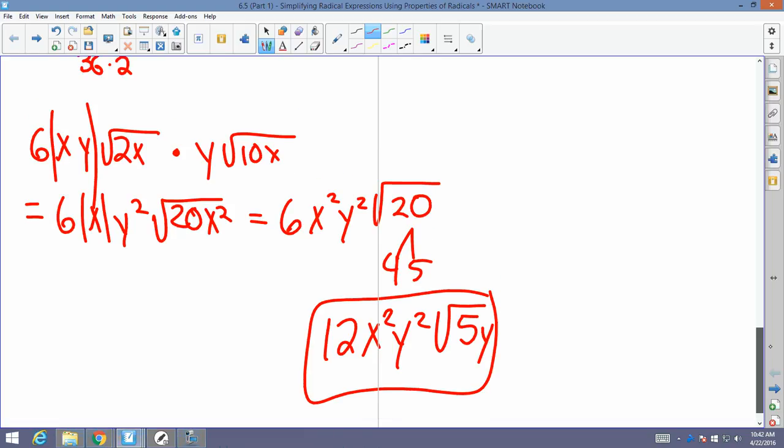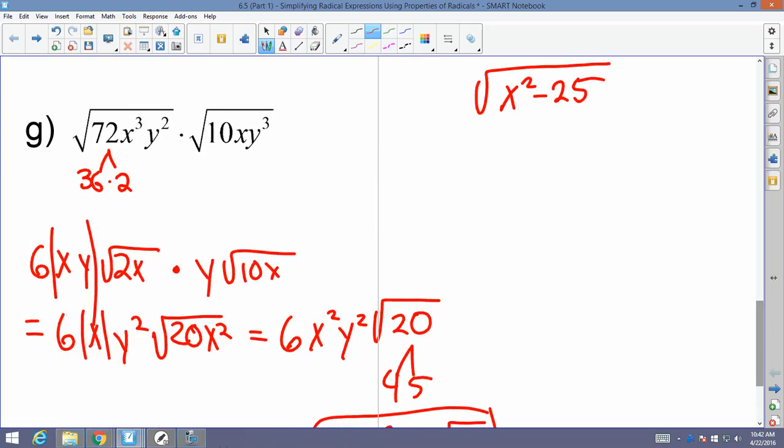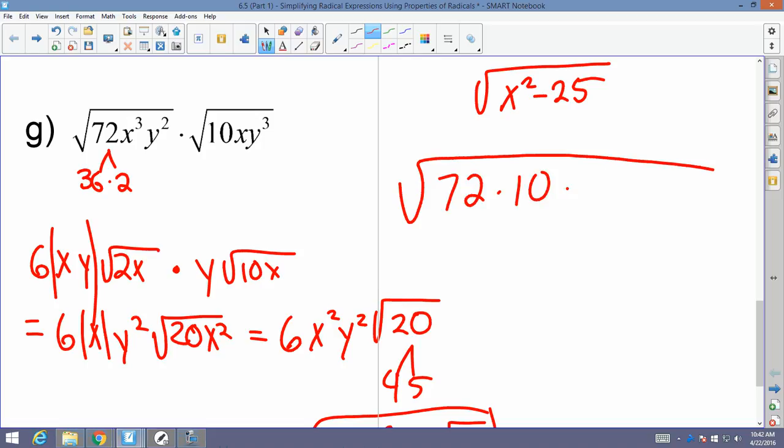Okay. Now, let's go ahead and do it another way. I got the square root of 72 times 10 times x to the 4th and y to the 5th. This, sometimes people see this a little bit easier. This breaks down to 36 and 2. Now, if you don't know your perfect squares, I suggest strongly you learn them. And this is 2 and 5.